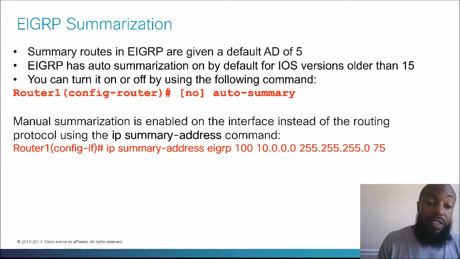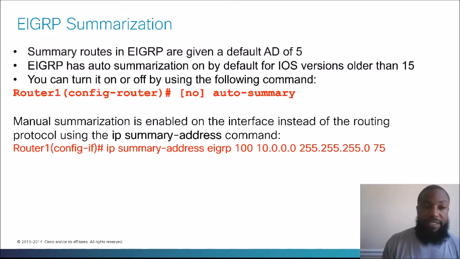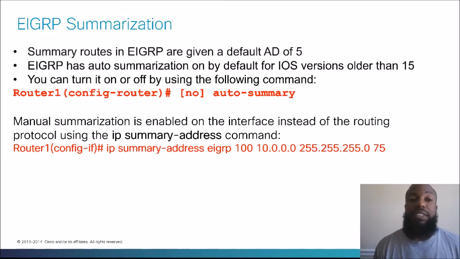Now, just entering them into Cisco IOS, the syntax is different. So summary routes in EIGRP are given a default AD of 5. EIGRP has auto summarization, as we know. That's why when you go into router config mode and you're in EIGRP, it's best to do no auto-summary so that it doesn't summarize your addresses.